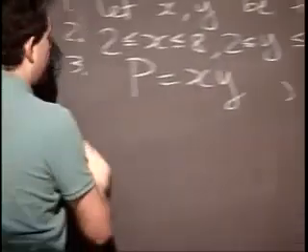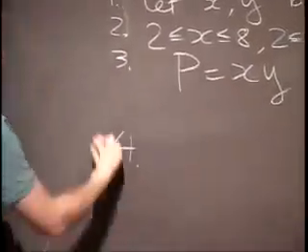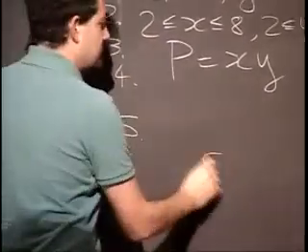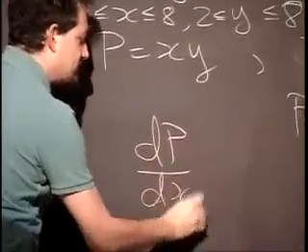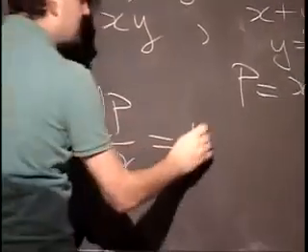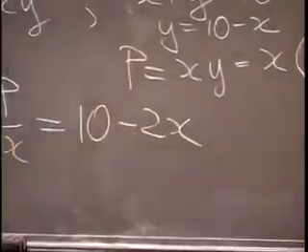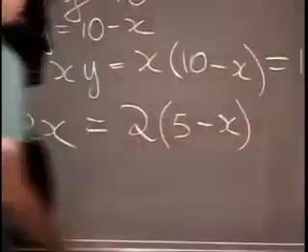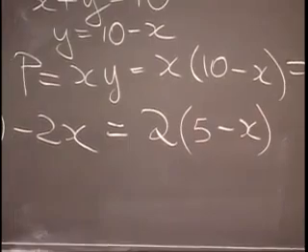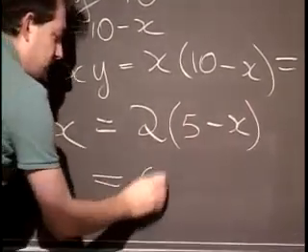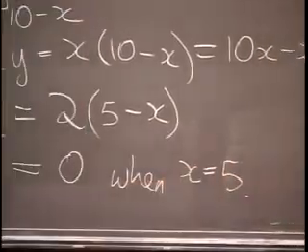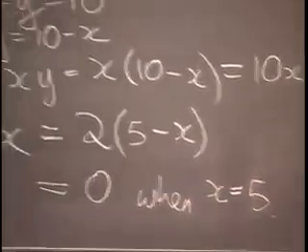Okay, so now step 4 says, well, that was actually step 4. 3 was to write down the variables. Step 5 is to differentiate. So if we differentiate this, we get dP/dx is equal to 10 minus 2x, which we can factor if we like. It's not that important to do so, but what the hell, we'll do it. 2 outside of (5 minus x), and you may as well notice that that equals 0 when x equals 5. Okay, so we have a critical point at x equals 5.